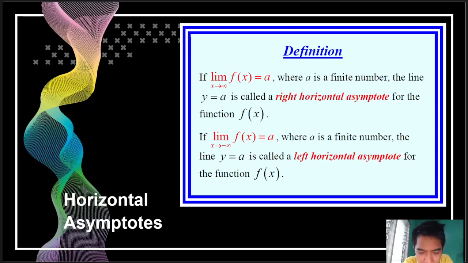Now, to take the limit, for horizontal asymptotes, these are the definition. If a limit of f of x as x approaches to infinity is equal to a, where a is a finite number, the line y is equal to a is called the right horizontal asymptote for the function f of x. Or, if the limit of f of x as x approaches to negative infinity is equal to a, where a is a finite number, the line y is equal to a is called the left horizontal asymptote for the function f of x.